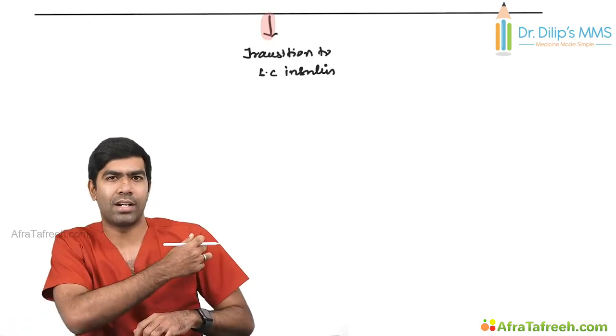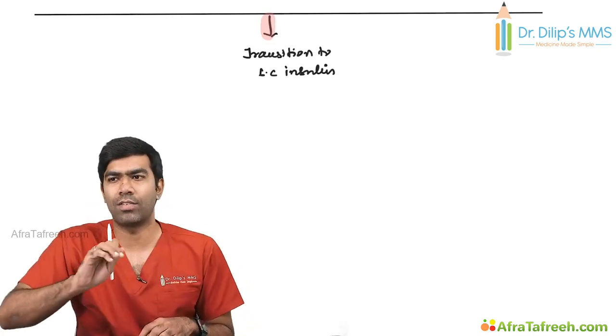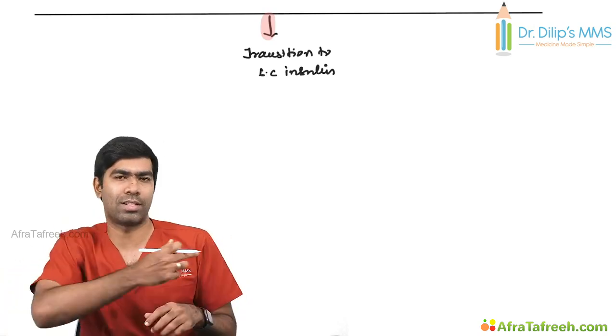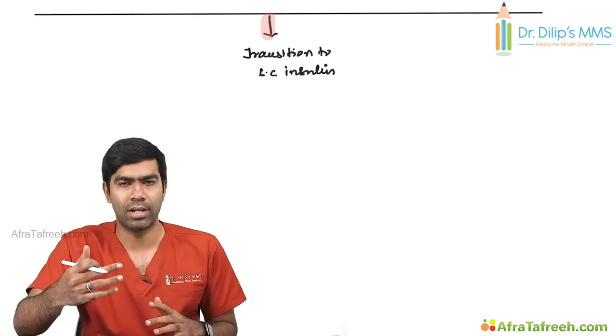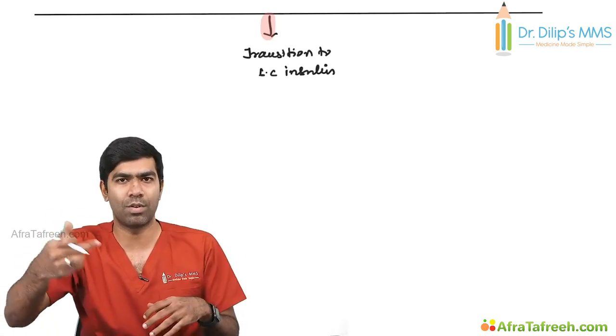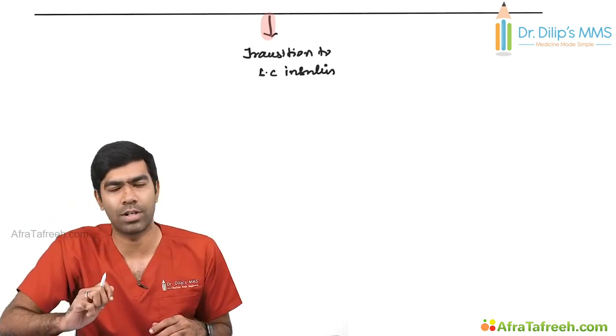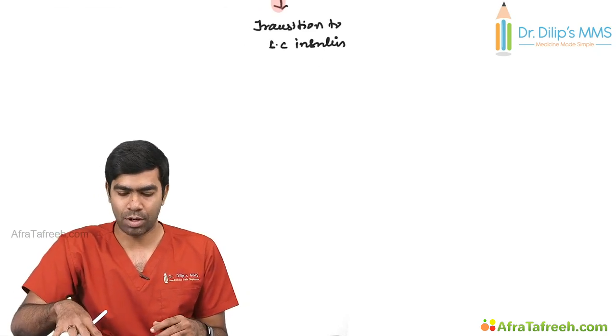But please understand the fact, one small caveat is there. Even though you have injected the first dose of subcutaneous insulin, still you have to continue the infusion for 2 to 4 hours. That is because this subcutaneous insulin takes some time to act, and to prevent the rebound hyperglycemia, you have to maintain the infusion for 2 to 4 hours even after giving the first shot of subcutaneous insulin. So that's an important point.